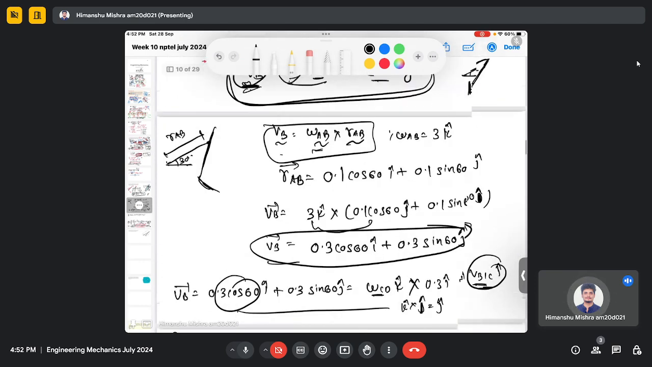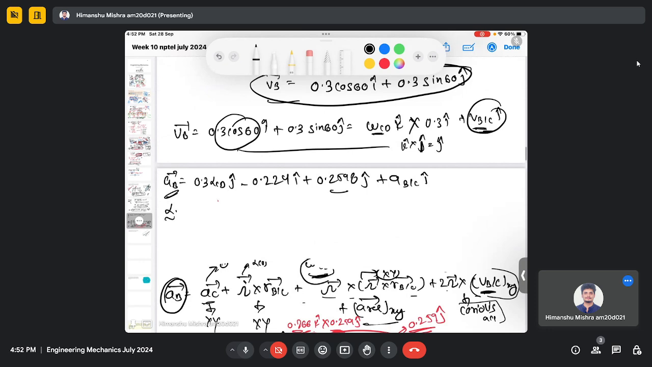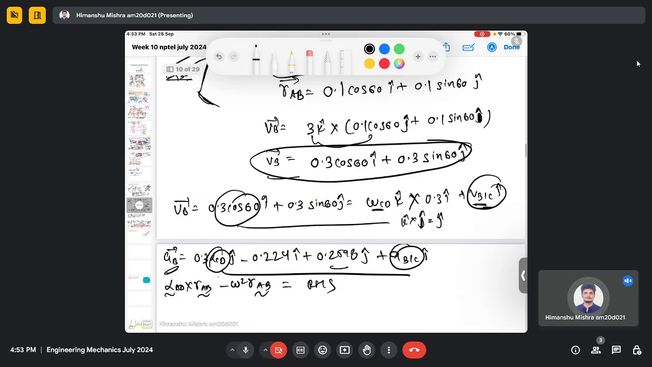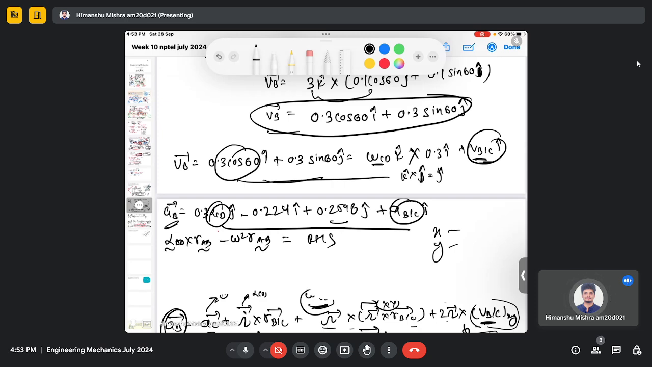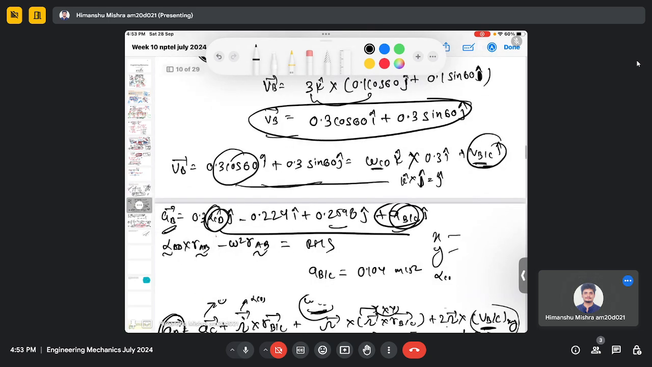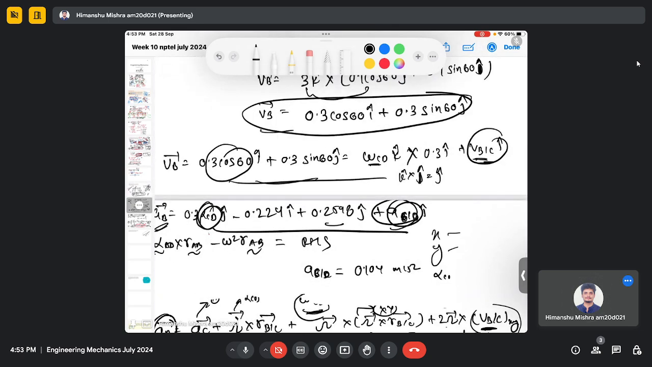So for AB, I will use alpha AB cross R AB minus omega square R AB equals this RHS term. When you solve this, again you will get the equation in terms of alpha CD and the relative acceleration, and you can split the components like we did for the velocity case, the x component and the y component. One component will give you the relative acceleration and one component will give you the angular acceleration. So the relative acceleration will be 0.104 meter per second square, and the angular acceleration of CD will be 3.23 rad per second square.